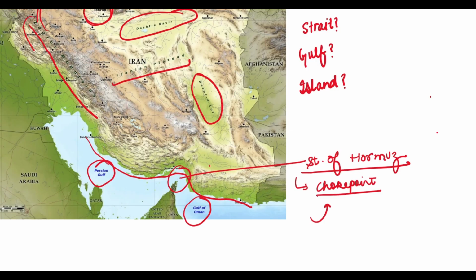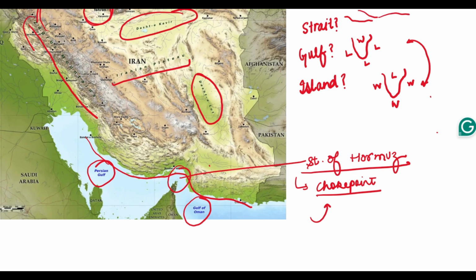So let's discuss what a gulf is first. See, this is a gulf and this is an island. What is the difference? A gulf is a water body surrounded by land from three sides. An island is land surrounded by water from three sides. So these are the opposites of each other. What is a strait? A strait is a narrow passage of water that connects two large bodies of water. So these are two large bodies, the Persian Gulf and the Gulf of Oman, and this is your Strait of Hormuz. I hope I've made things clearer for you.